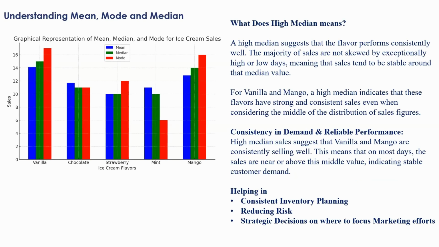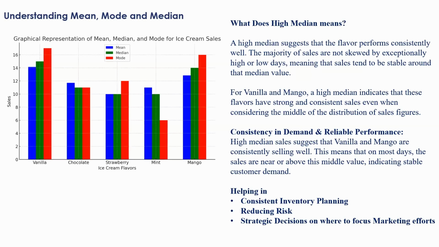So for vanilla and mango, high median indicates that these flavors have strong and consistent sales, even when considering the middle distribution of sales. Like I said, median means दिमाग में आना चाहिए consistency, reliability. High median sales suggests that vanilla and mango are consistently selling well. On most days, sales are near or above this middle value, indicating a stable demand.